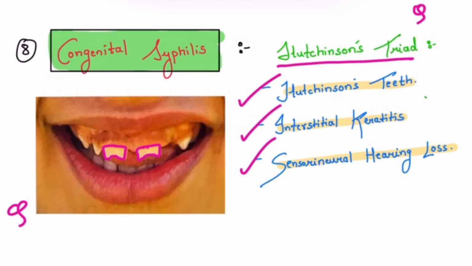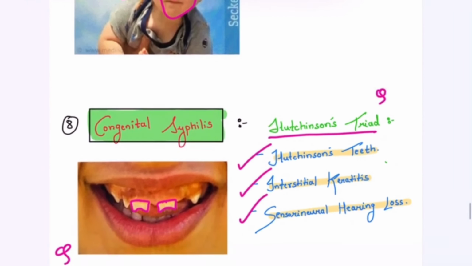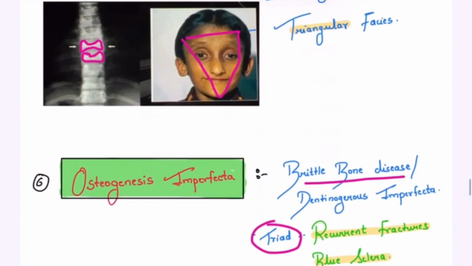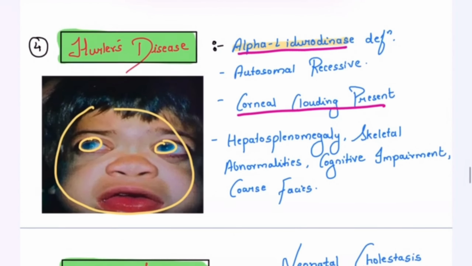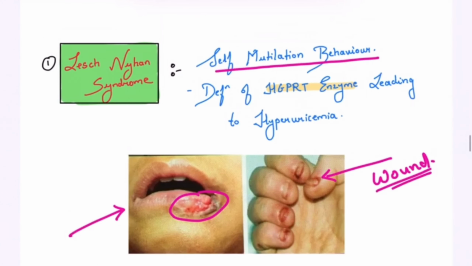So that's it for today. Thank you so much, and try to remember these triads, images and some important points so you can distinguish one syndrome from another syndrome, and it is not very difficult to recognize these images. Thank you so much.